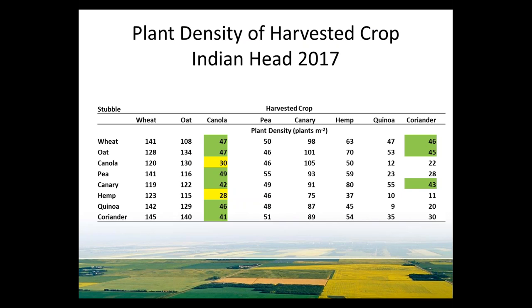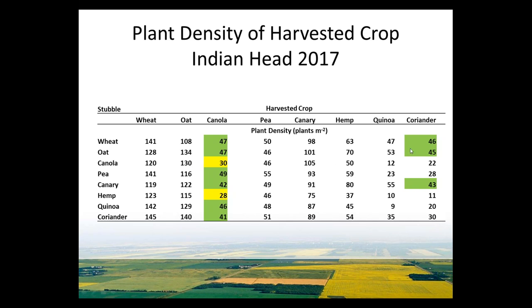So this is the plant density at Indian Head in 2017. If you look at the coriander, you can see the coriander really liked that tall wheat stubble. It was, you know, 10 inches high. The canary seed was even a little bit higher because we had to use a stripper header to get it out of the field because of the wet conditions that fall.